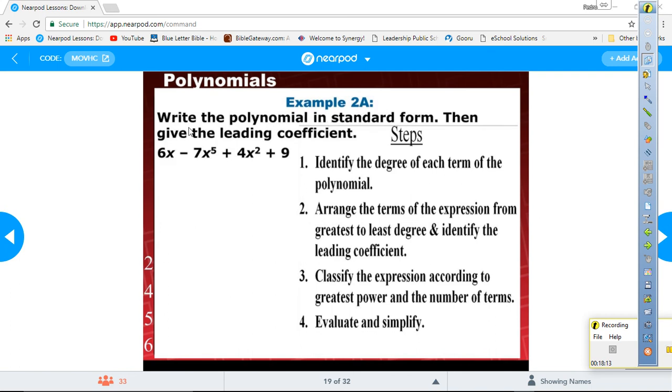Example 2A, write this down. Write the polynomial in standard form, then give the leading coefficient. The expression given is 6x minus 7x to the 5th plus 4x squared plus 9. Once again, the instructions. Example 2A, write the polynomial in standard form, then give the leading coefficient. Expression given, 6x minus 7x to the 5th plus 4x squared plus 9.